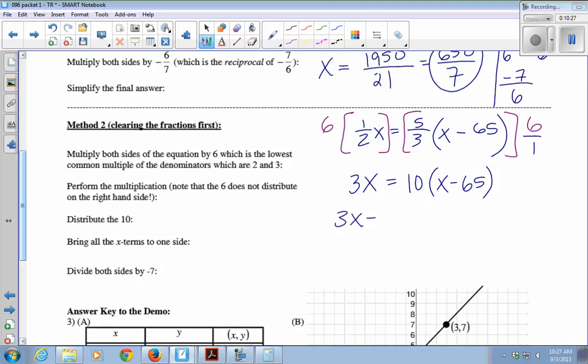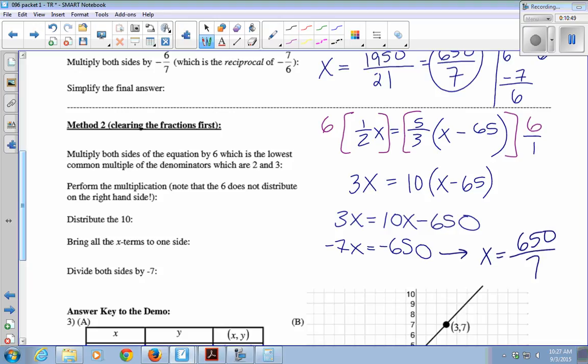So I have 3x equals 10x minus 650. If I bring the x's to the left, subtract 10x from both sides. So I have negative 7x equals negative 650. Divide both sides by negative 7, and you end up with x is 650 over 7. Same answer we got above. Any questions there?